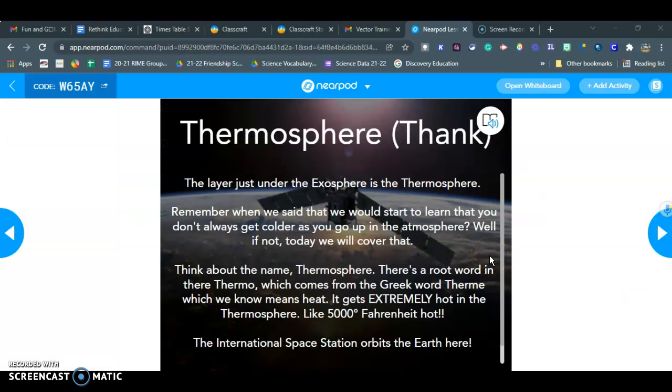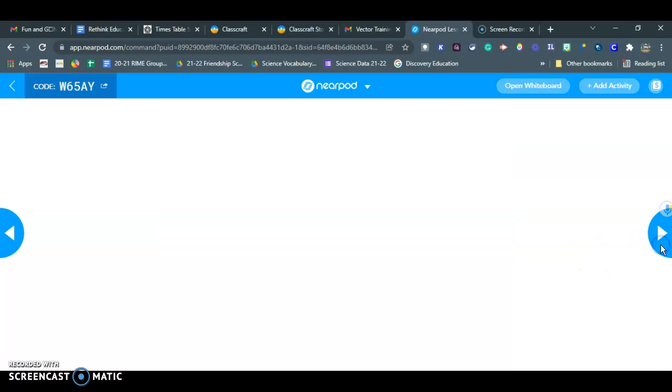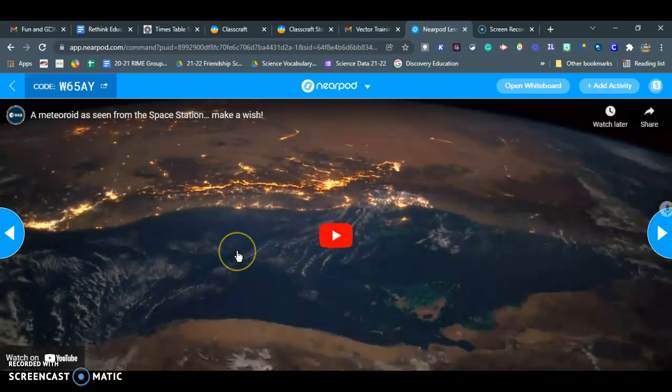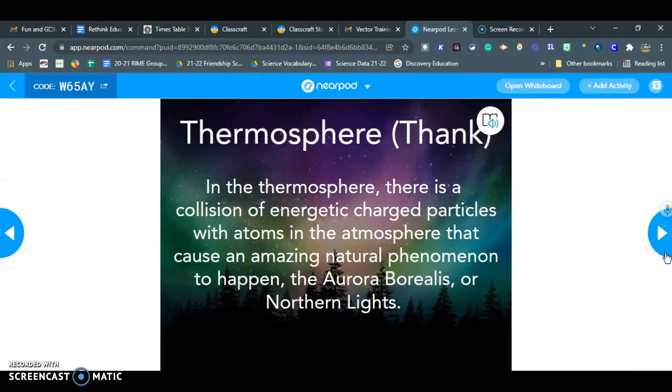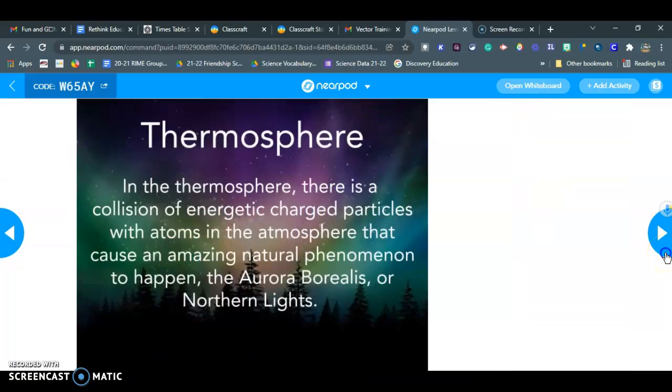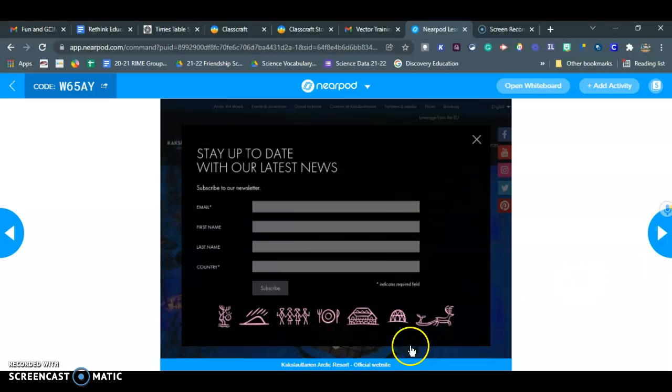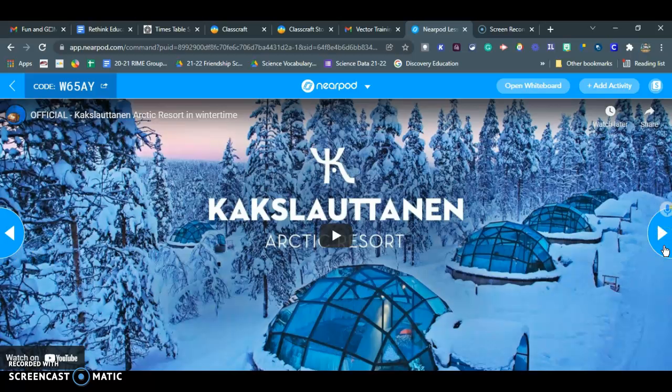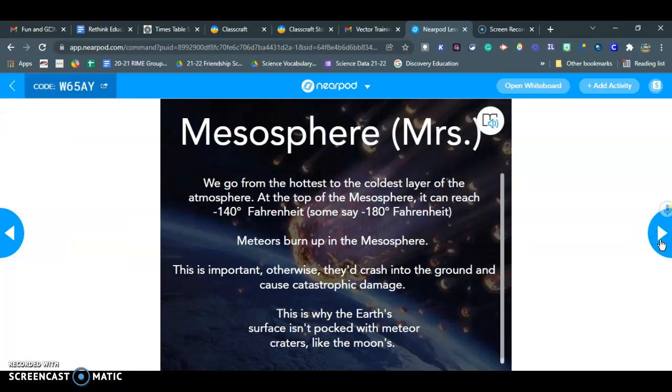So again, as you're following along with me in the video, that's fine, but you're also going to be going back into Nearpod, and so you will have a video that shows you the view from the International Space Station, which is pretty awesome. And we talk about the aurora borealis and probably have some videos uploaded here. We'll watch this one in class. You do not have to watch this one in here, and we'll talk about that in class a little bit more as we get into this video here. Same thing as the other. That's the same link for the other one. We'll do this one in class and talk a little bit more about the aurora borealis.